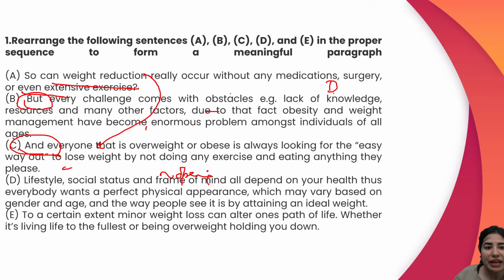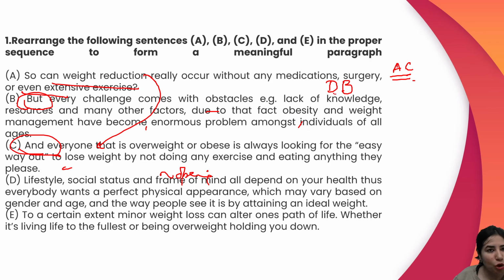Now we have B, but every challenge comes with an obstacle. And what is the challenge? That people are focusing on weight loss. So we can see the contrast, but can only suit after D. So we can come to this conclusion that D and B will form another mandatory pair. Like I said, A and C: we have decided that A is a question posed and C tries to answer it. So A and C again look like a mandatory pair.